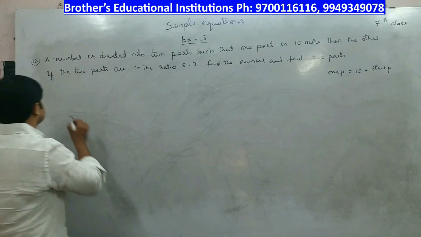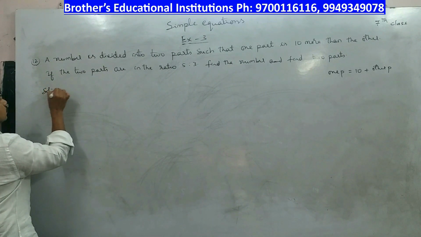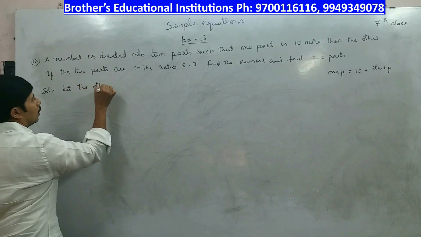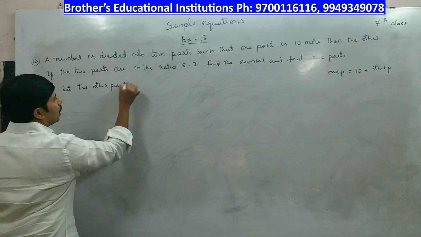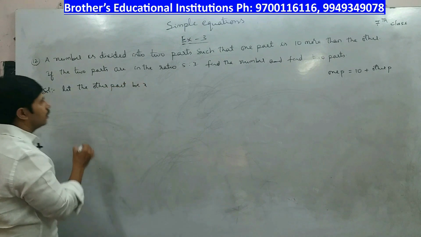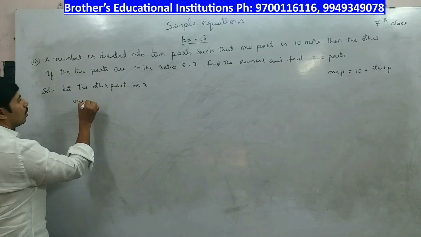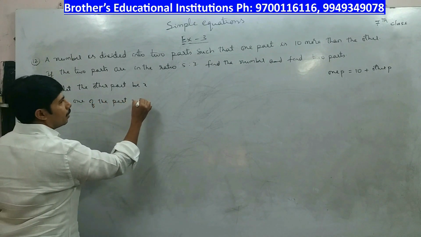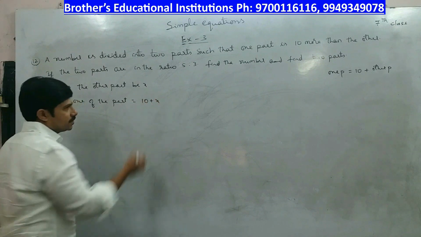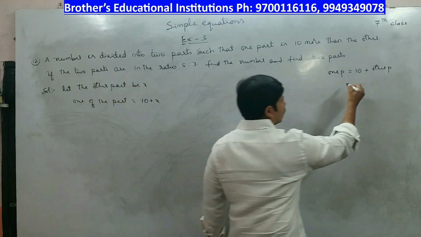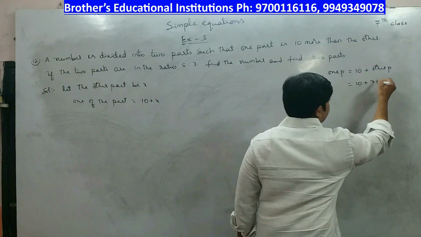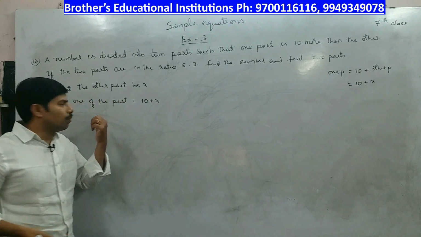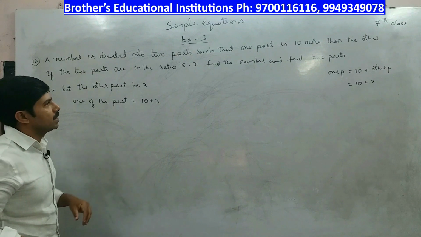So here, let the other part be x, then one of the parts will become 10 plus x. See, you can check what one of the parts is. It is 10 plus the other part, which we already assumed as x, so 10 plus x. That is what I am substituting here. So one of the parts will become 10 plus x.